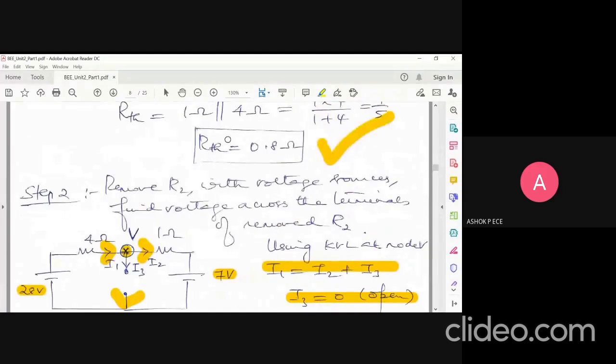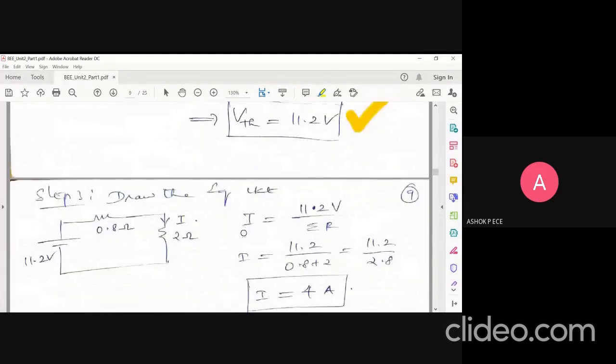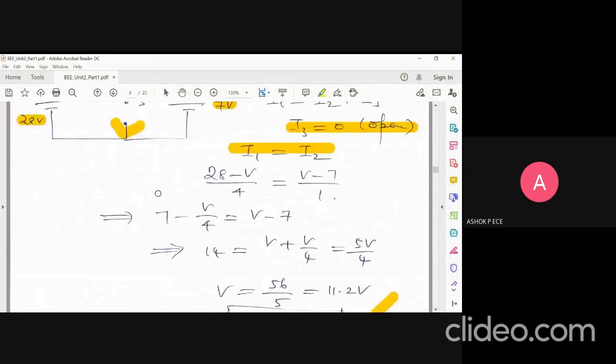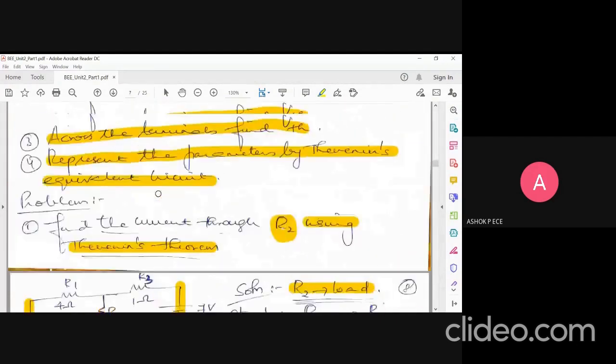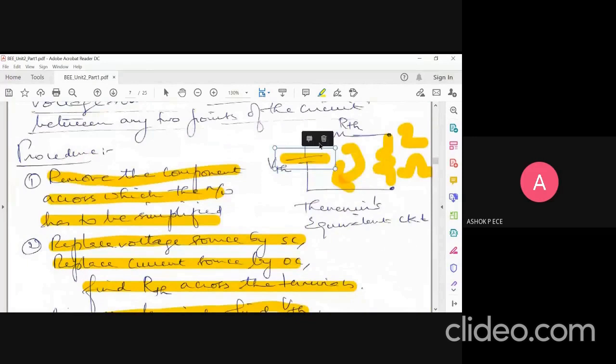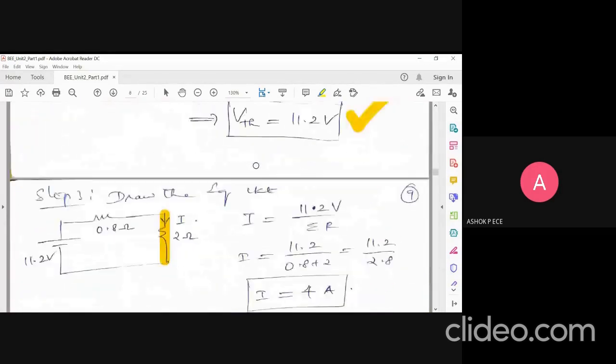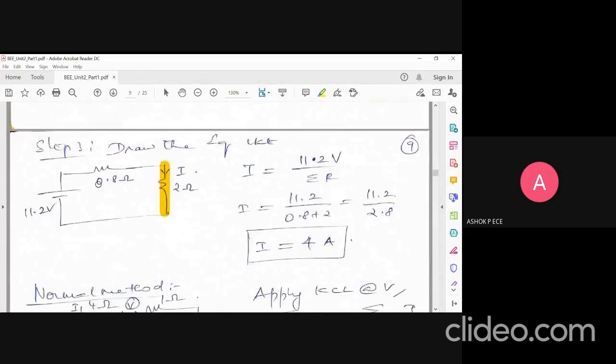So once I found out RTH and VTH, I am drawing the equivalent circuit. See here, VTH, RTH. Now I am going to add the removed component, 2 ohms. So this will complete your circuit. I have shown you the diagram, the final diagram for the Thevenin circuit. Right? See here, you will have VTH and RTH in series, and you will have to add the resistor which you have removed. Here 2 ohms was removed, correct? So you add the 2 ohms and complete the circuit. So you see here VTH, RTH and 2 ohms. VTH is 11.2, RTH is 0.8, and this 2 ohms will be added here.